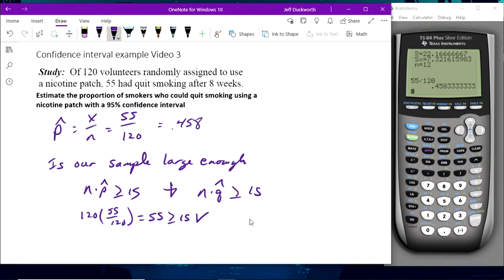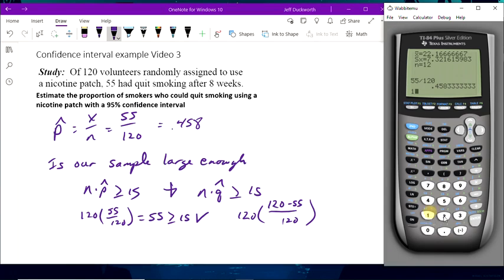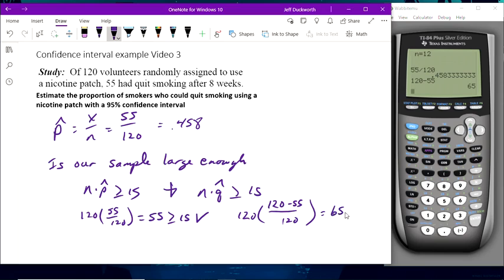The second one, we have 120. Q is going to be the number of failures instead of the number of successes. So that's 120 minus 55 over 120. We can do that real quick as well. 120 minus 55 is just 65. And the 120s are going to cancel, so this equals 65, and that's at least 15. So that's okay. So it's large enough.